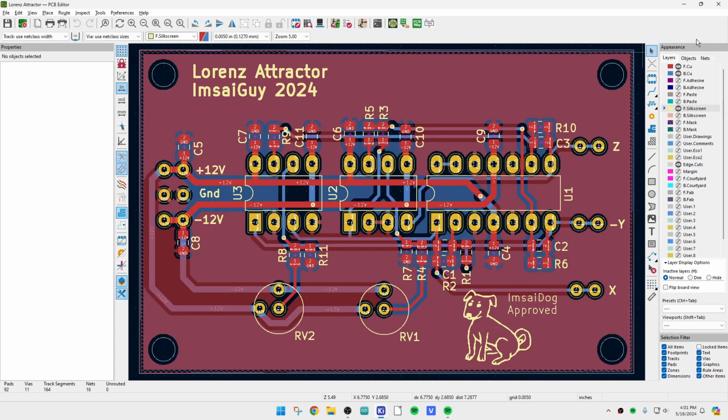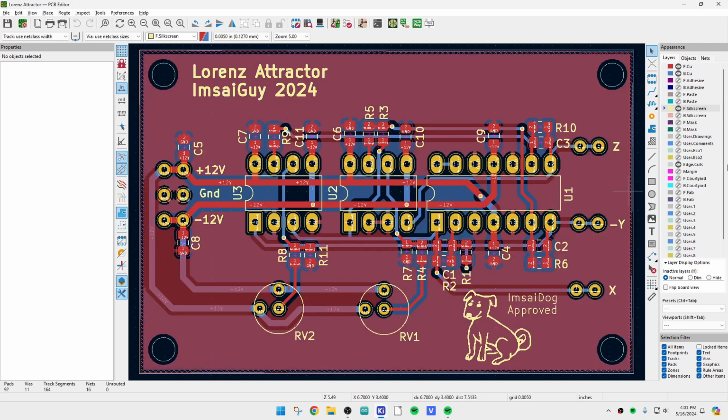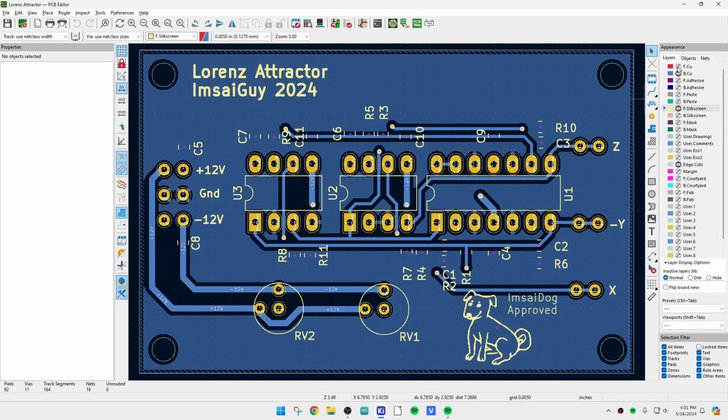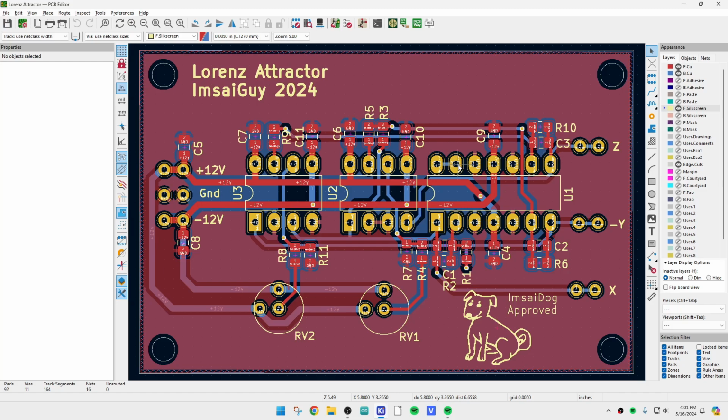All right, this is how the PC board turned out. IMSAI dog approved. And so plus minus 12 volts. And the output is Z, minus Y, and X. I can turn off the copper pours. There's a top copper pour and a bottom copper pour. This is the bottom copper pour, and this is the top copper pour. There you go, Lorenz attractor. So let's get these ordered and see how they perform.